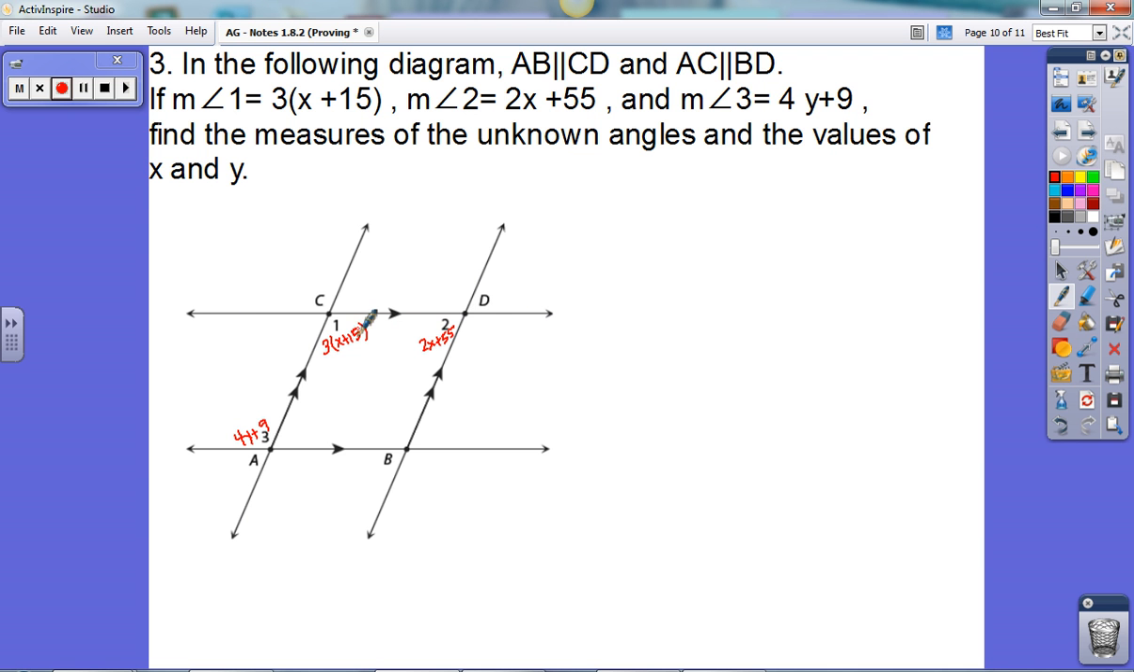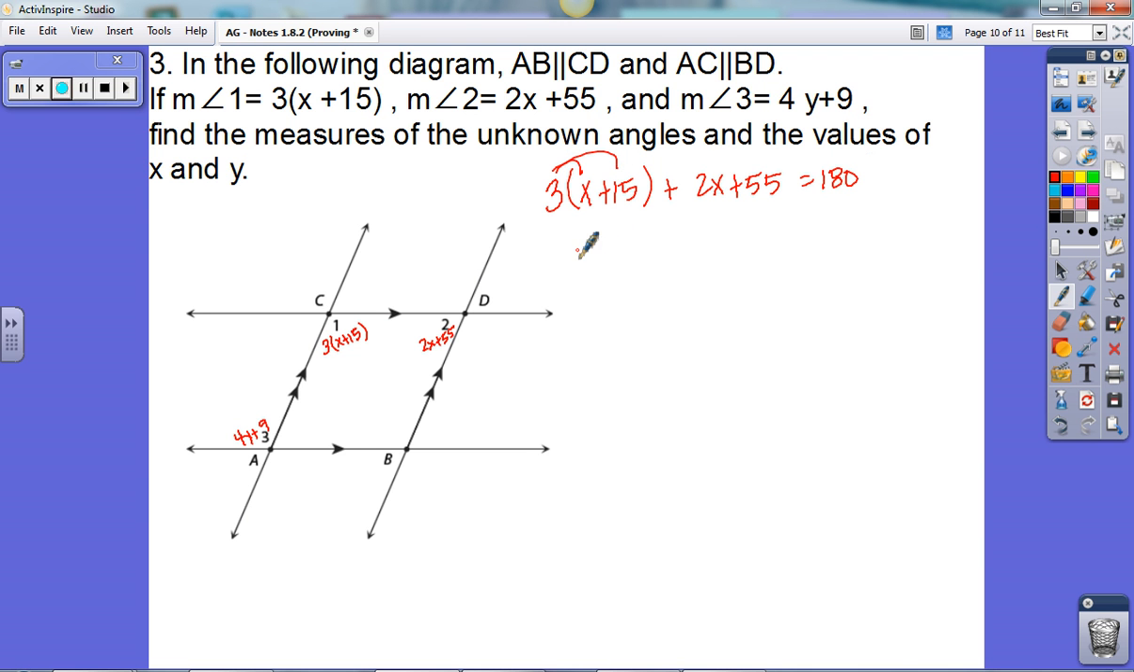Then these two are same side interior angles. Here are my parallel lines, here and here, the ones with the double arrows. So they're both on the inside of those, and they're on the same side of this transversal. And remember that same side interior angles are supplementary. So I'm going to add these two angles together, and I'm going to set them equal to 180.